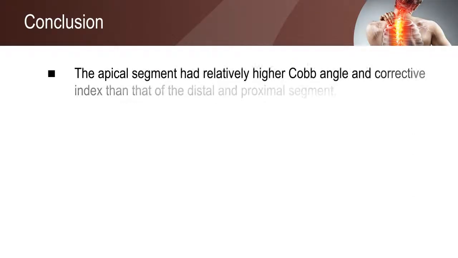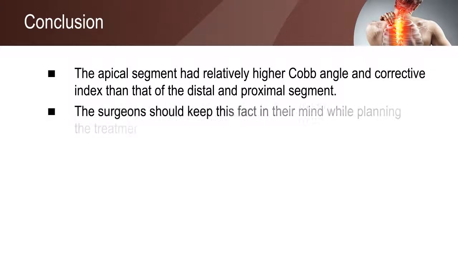The study results indicate that the apical segment had relatively higher Cobb angle and corrective index than that of the distal and proximal segment. The surgeons should keep this fact in their mind while planning the treatment.